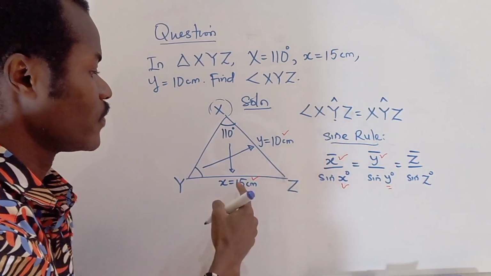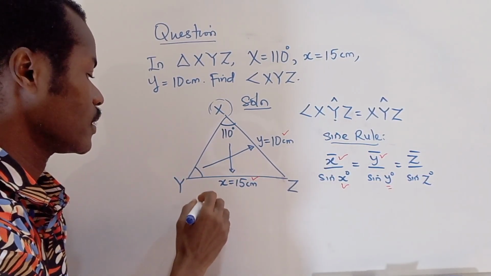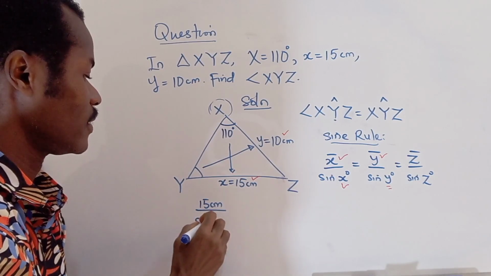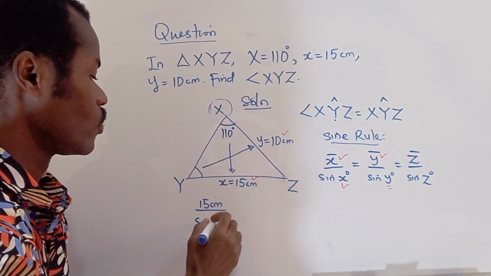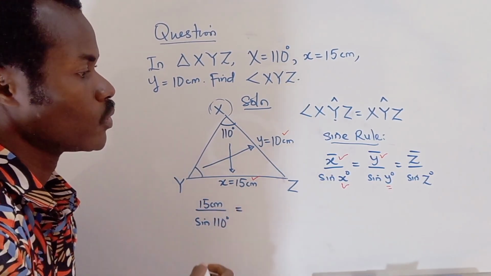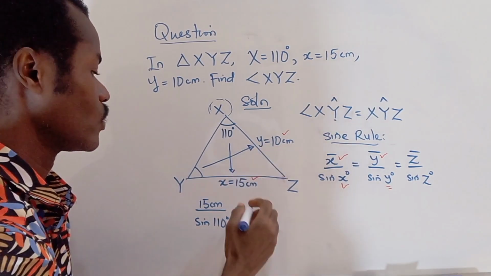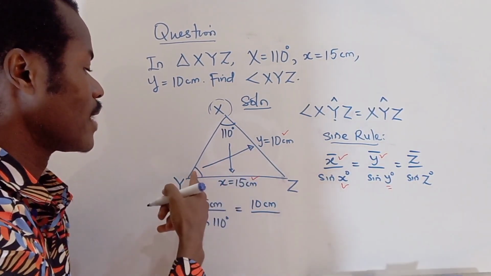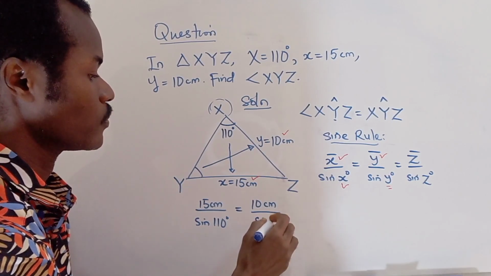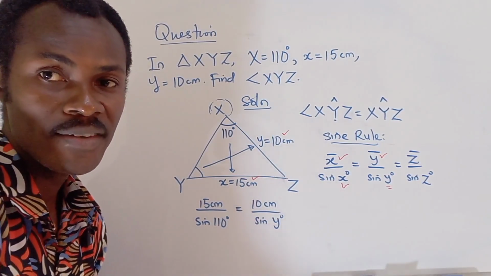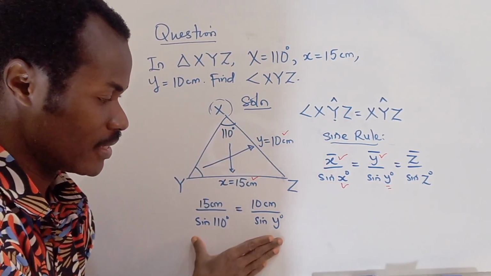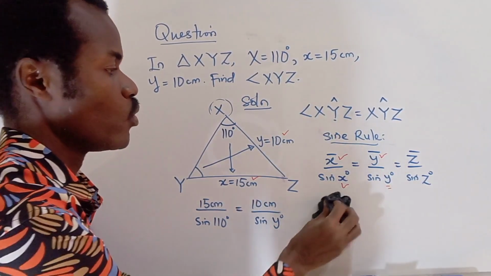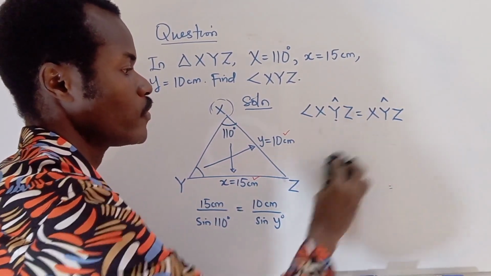So we have to substitute the values. My length x is 15, so I have 15 centimeters divided by sine x, which is sine 110 degrees, is equal to length y, which is 10 centimeters, divided by sine y. So sine y is this angle which we are to look for. So we have this represented in this form for us to find sine y. So all we need to do is to make Y the subject of the formula.